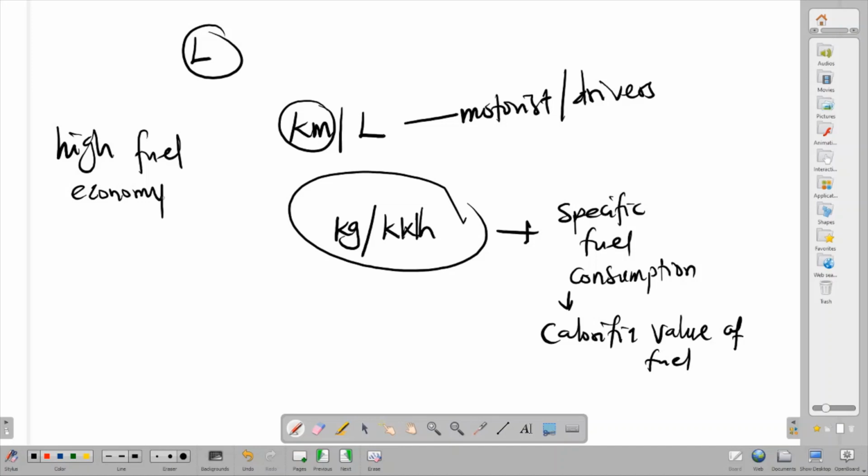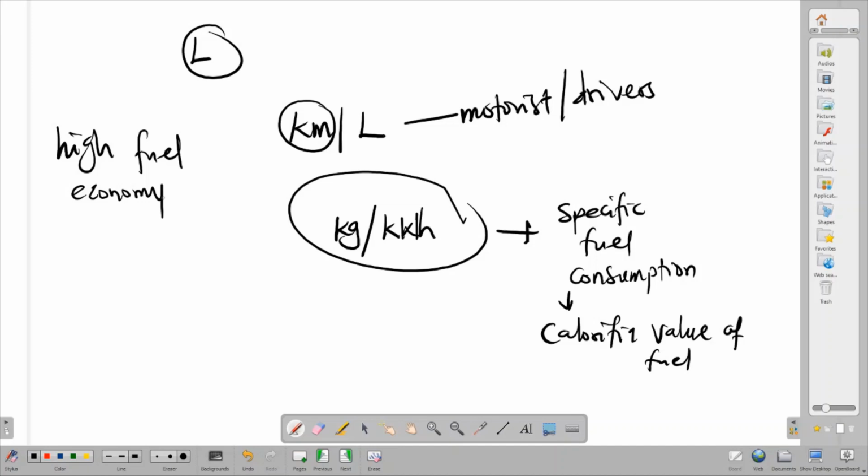If they can cover a large distance with little amount of fuel, then the fuel consumption is low, so they consider to have what they call a high fuel economy. But if they can only cover some short distance with a lot of fuel, then the fuel economy is not good, so they say they have a low fuel economy, and then they will say the fuel consumption is quite high.